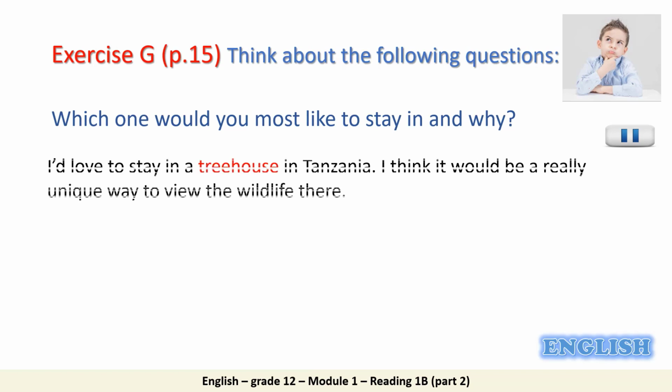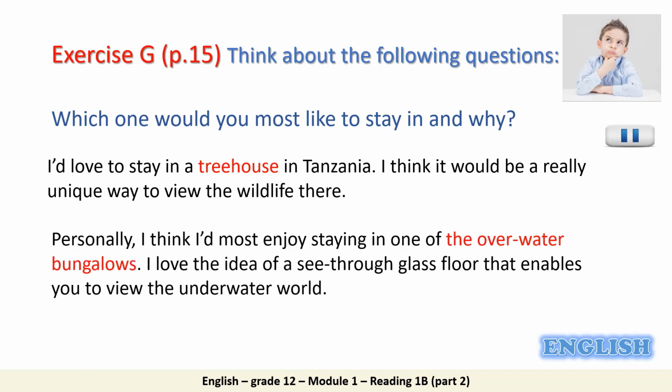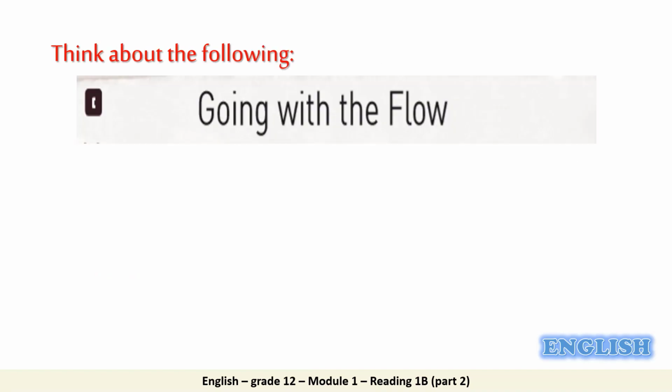We have someone who said, "I'd love to stay in a tree house in Tanzania. I think it would be a really unique way to view the wildlife there." While someone else will say, for example, "Personally, I think I would most enjoy staying in one of the overwater bungalows. I love the idea of a see-through glass floor that enables you to view the underwater world." What you see is one of the features that we have in text C. Can you guess which feature it is? You may refer to exercise F, page 15, to find out the answer.